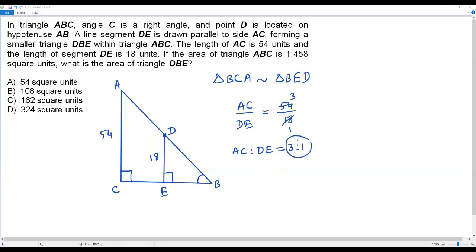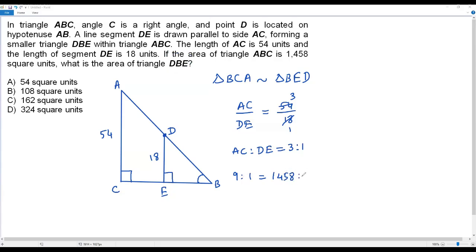Okay, so from this ratio, I can get the ratio between the areas of the two similar triangles, triangle ABC and triangle DBE. For that, I have to square this number and this number. When I square this 3, it will be 9. When I square this 1, 1 squared is 1. So this is the ratio between the areas of the two similar triangles, the bigger triangle ABC and the smaller triangle DBE. This number 9 is connected to the area of the bigger triangle ABC, and this number 1 is connected to the area of the smaller triangle DBE. Already we know the area of the bigger triangle ABC, that is given in the question itself, that is 1458. But I do not know the area of the smaller triangle DBE. That is what I have to find.